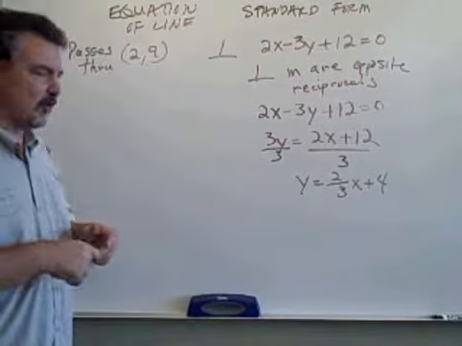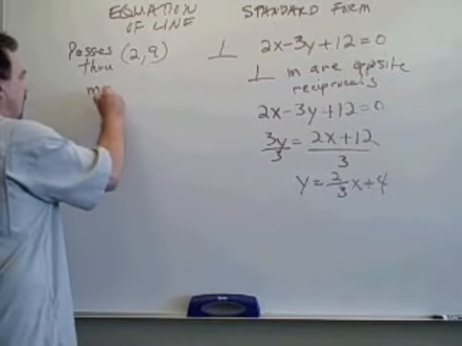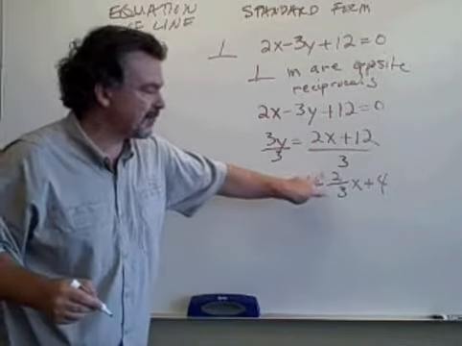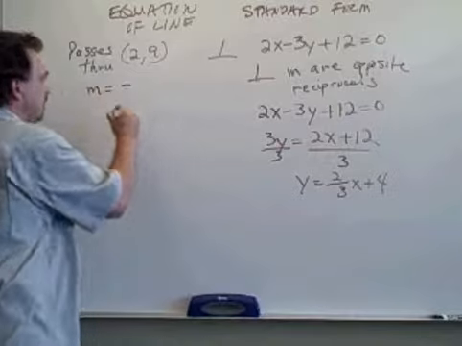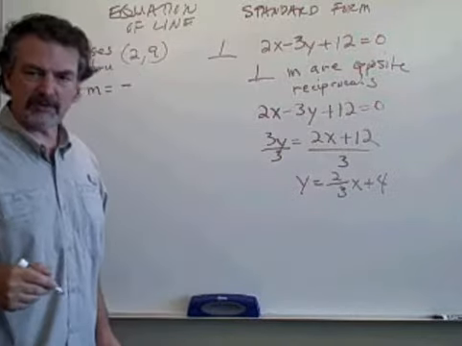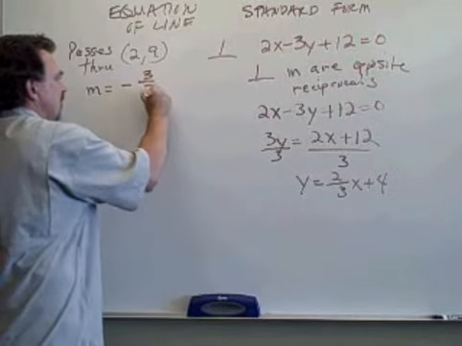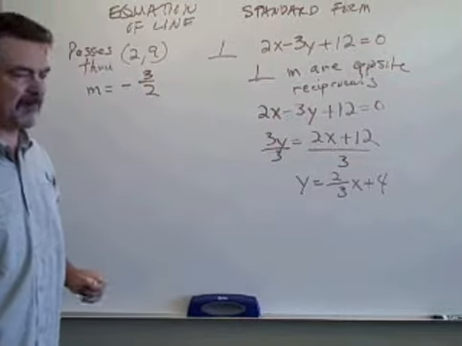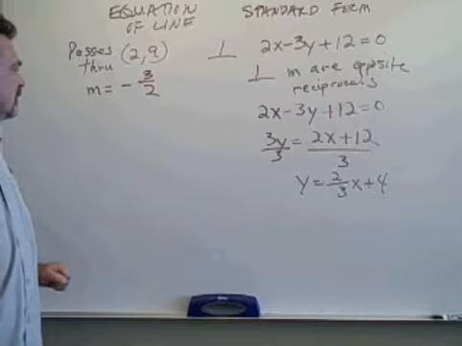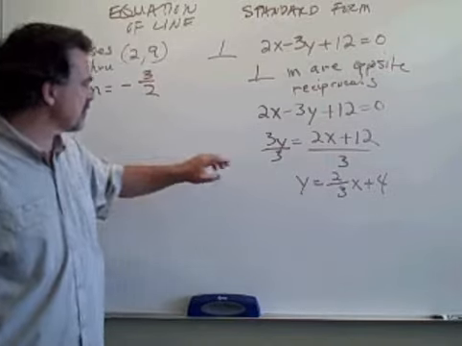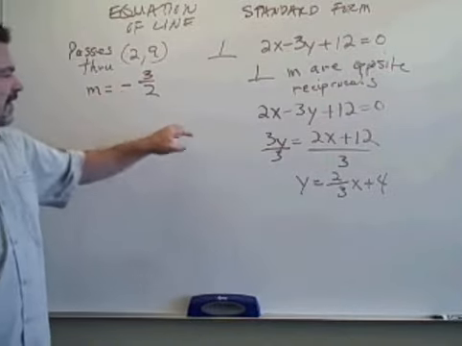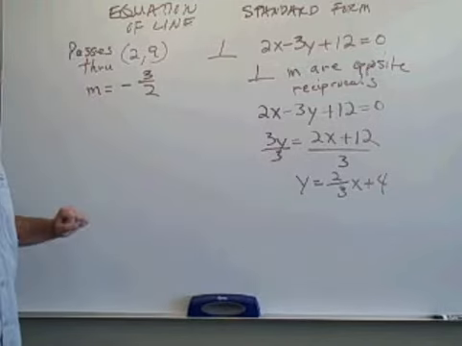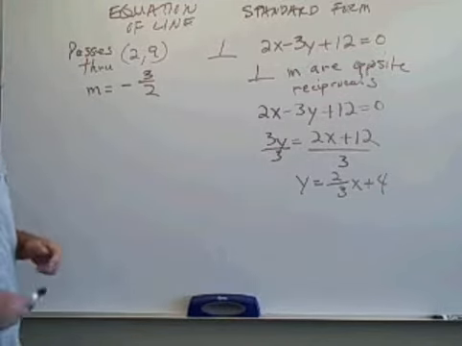So what would our slope be? Well, it's going to be the opposite. That's positive, so it's going to be negative. And it's going to be a reciprocal. Reciprocal of 2/3 is 3/2. Perpendicular lines, their slopes are opposite reciprocals. Opposite of 2/3, which was positive, is negative. Reciprocal of 2/3 is 3/2. So our slope is negative 3/2.